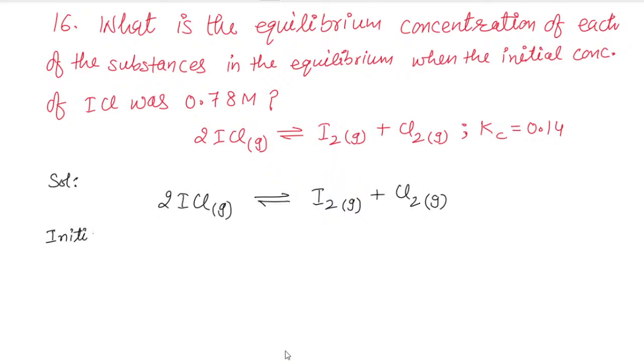Now, same procedure. Initial concentration of ICl is 0.78 molar, and I2 and Cl2 initially it is 0. Now at equilibrium.